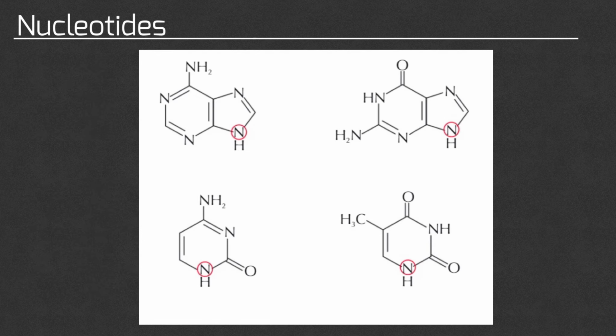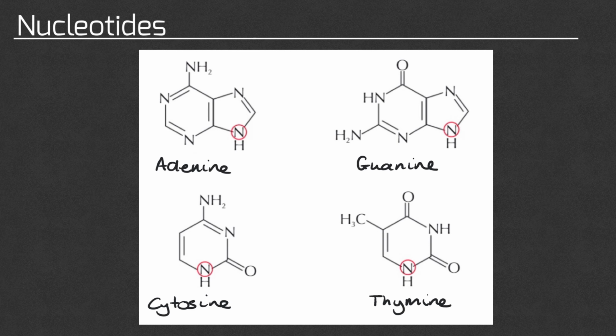There are 4 different bases, and again, each of these are printed in the data booklet for you. There is adenine, guanine, cytosine, and thymine. If you've got a data booklet in front of you, or you're making a note of these structures, I would circle the nitrogens drawn in red. These ones are where the nitrogen will bond to the rest of the nucleotide. We're going to come back to that later, but if you're making a note of these now, it might be worth highlighting these, as that will help you later on.